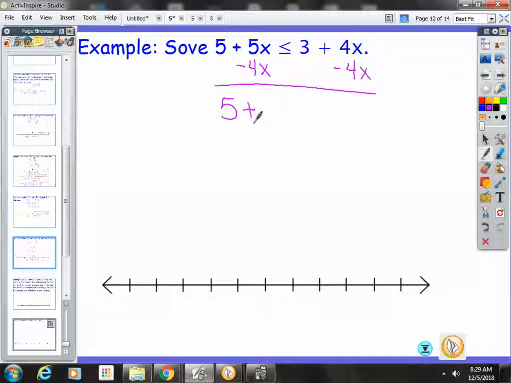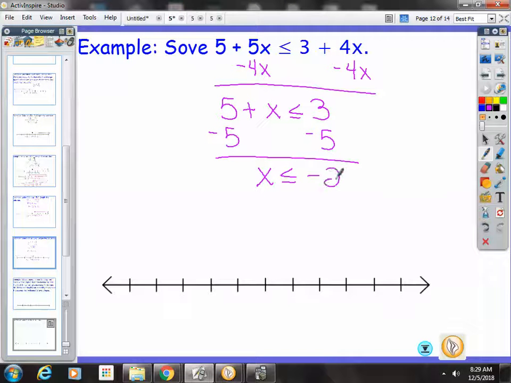So breaking everything else down, I have 5 plus x is less than or equal to 3. I've got those x's together. I need to keep that x a positive term. Now what can I do to get x alone? Subtract 5. So x is less than or equal to -2. Now I'm going to graph it. Open or closed circle at -2? Closed circle. What direction is that graph going? It's going to the left. All the numbers that are less than or equal to -2.